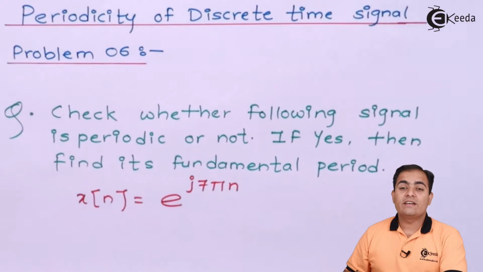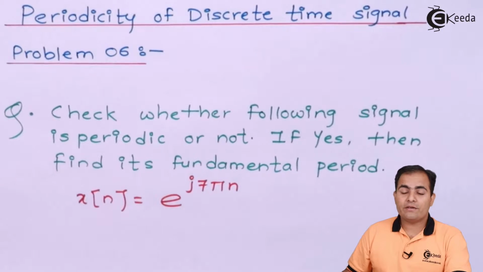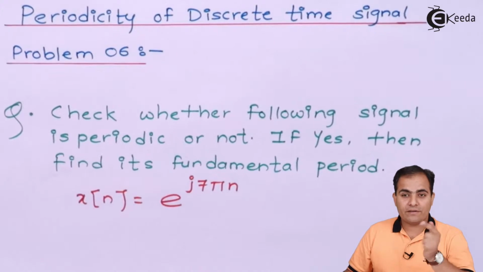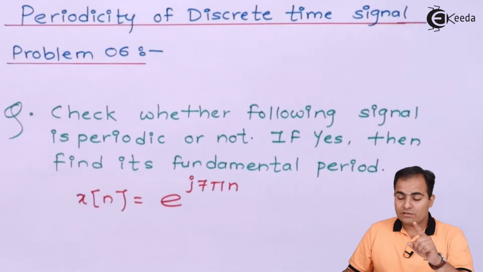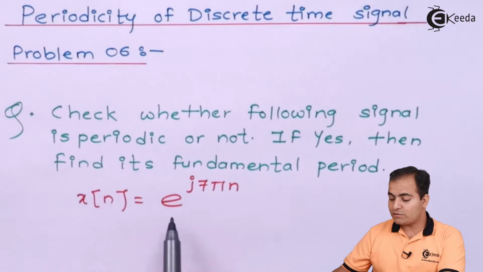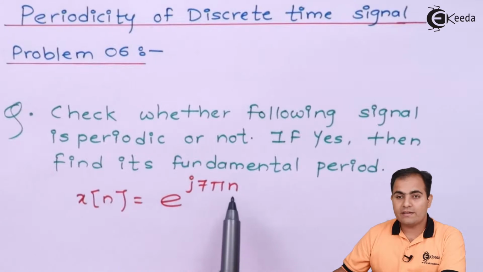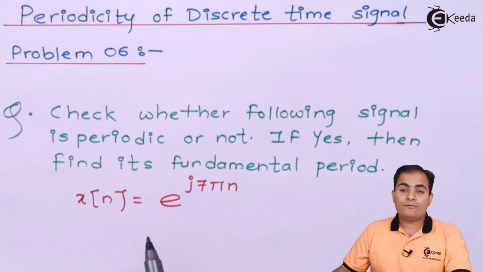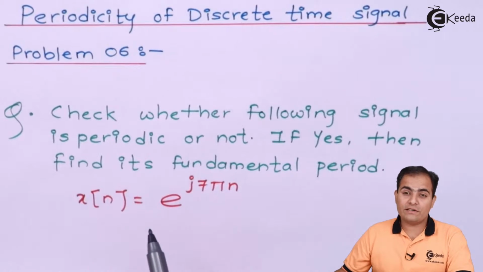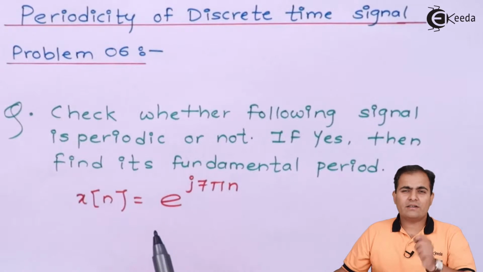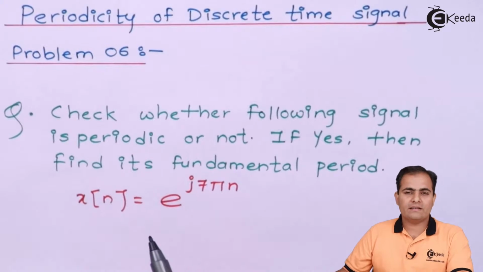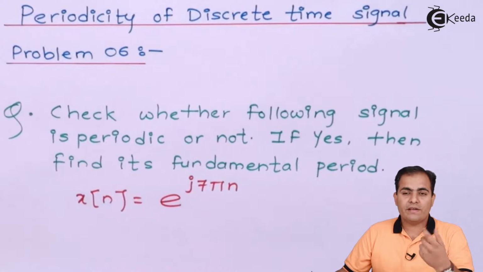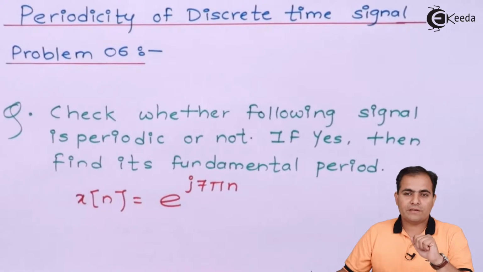So the question is, check whether the given function is periodic or not, and if it is periodic then find out its fundamental period. The function is x of n is equal to e to the power j 7 pi n. How to find the periodicity of an exponential function is not that difficult. We'll use the same previous concept. We will add a delay in this given function and see how the function behaves.